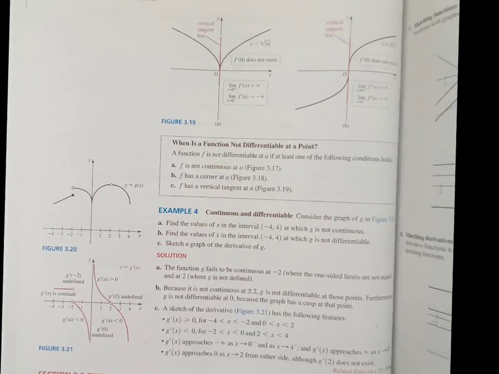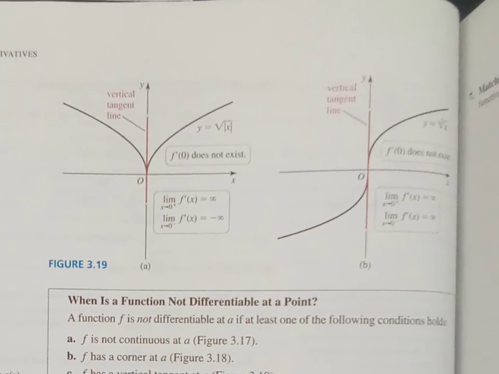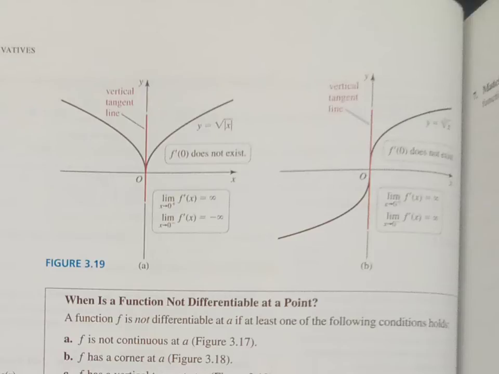And then they give you the other two. That's the cusp. The thing on the left there is the cusp. Okay, so it's kind of the same idea. And then a vertical line. You can't take a derivative out of a vertical line either.